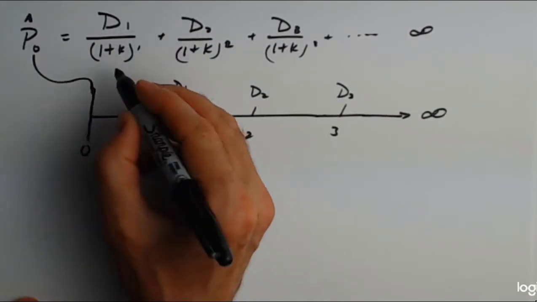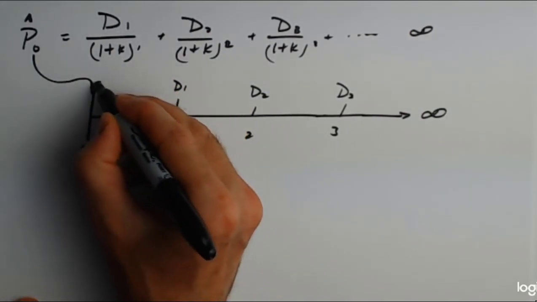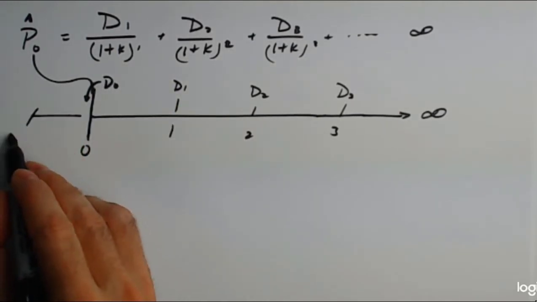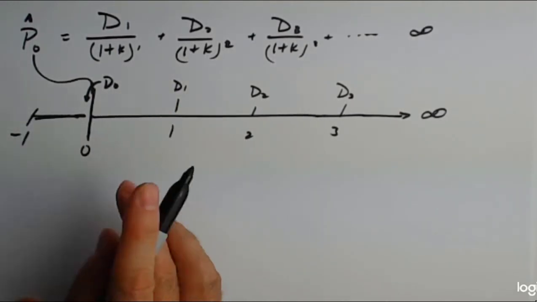Now the timing is very important because right here, D subscript 0, that was the dividend for the last year back here, right?